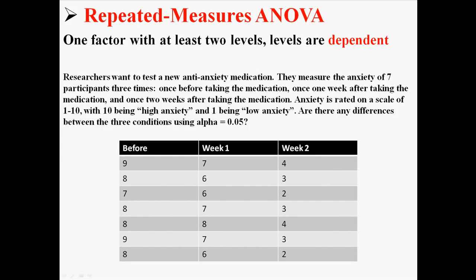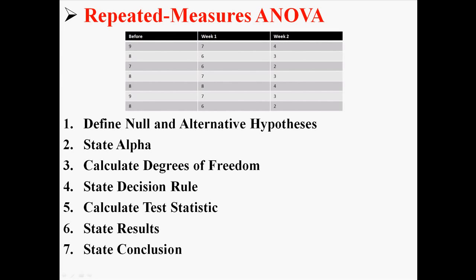And here is our data. You can see that we are measuring the same 7 people 3 times. That's why this is dependent data instead of independent data. And this is why we're doing a repeated measures ANOVA. So this repeated measures ANOVA has 7 steps. We're going to state the hypotheses, state the alpha, calculate the degrees of freedom, state the decision rule, find the test statistic, and then state our results and conclusion.